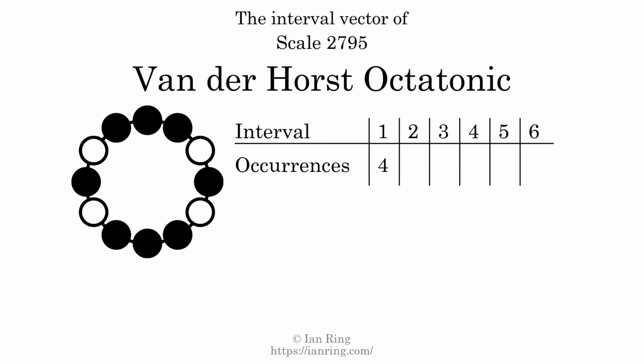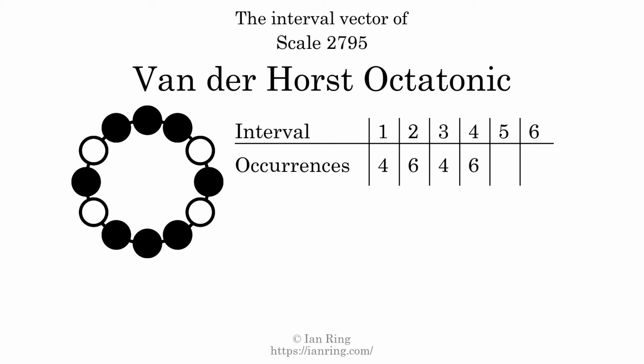There are 4 intervals with the size of 1 semitone. They are here, here, here, and here. There are 6 intervals with the size of 2 semitones. They are here, here, here, here, here, and here. There are 4 intervals with the size of 3 semitones. They are here, here, here, and here.